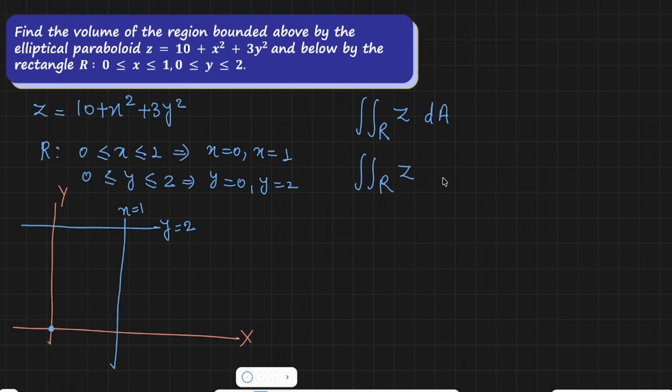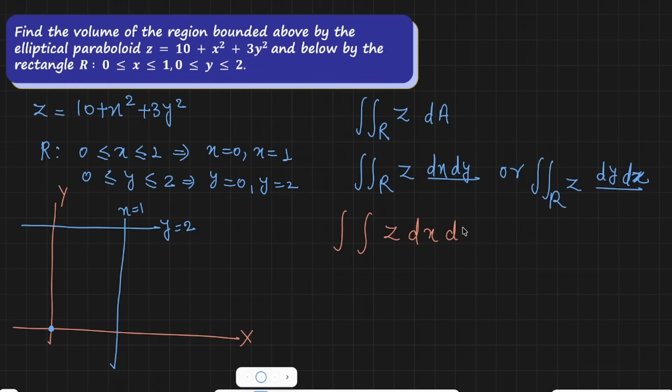Now the question is, should I write dy dx or dx dy? I will write dx dy over the region R. If I write dy dx, what will happen? Which is correct? Both are correct. Now you have to apply the limits, that is the important task. If you have written z dx dy, writing dx means a strip parallel to the x axis, so you take this strip. What is this? This is the line x equals 0. What is this? This is x equals 1.